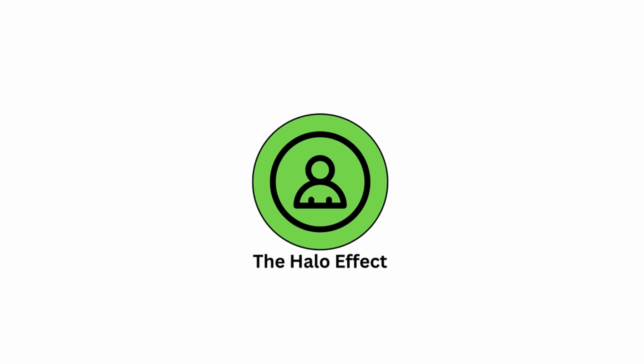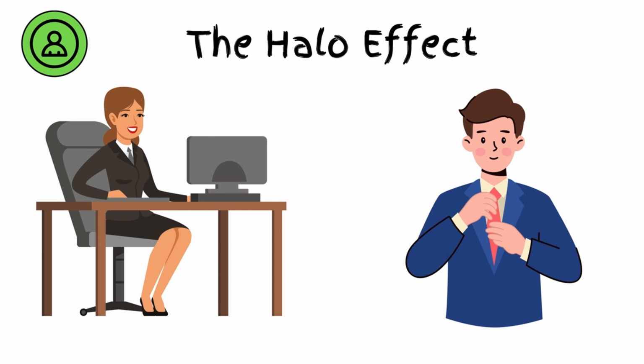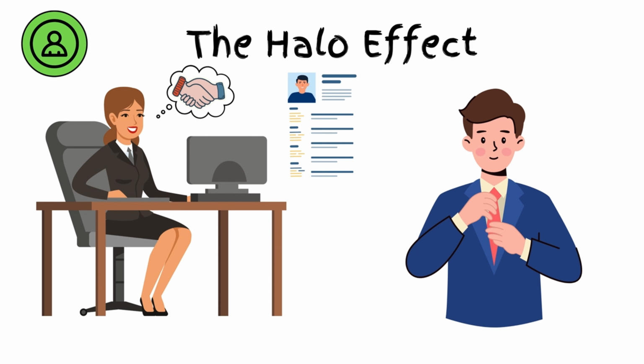The halo effect. The halo effect happens when your perception of one quality of a person affects how you judge them in other areas. For example, you might think someone is trustworthy just because they dress well or are attractive. To avoid this, evaluate each situation and decision based on the actual facts.